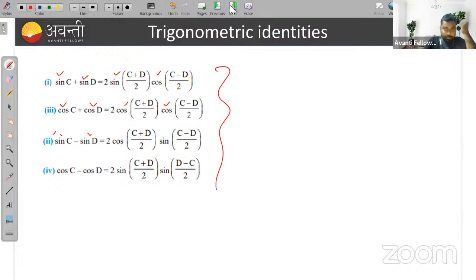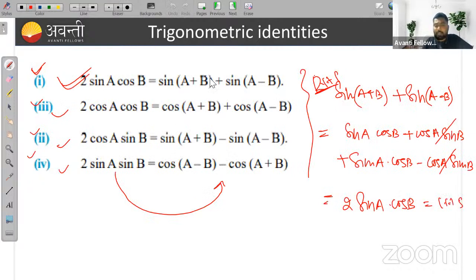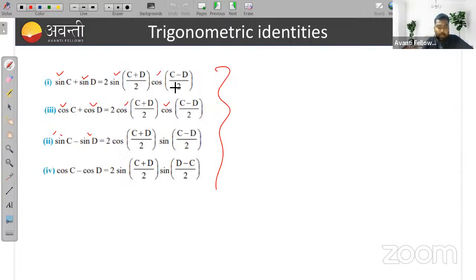Okay, so let's move. You can take a screenshot of all these slides. Just take a screenshot of these formulas. You can take it here also.